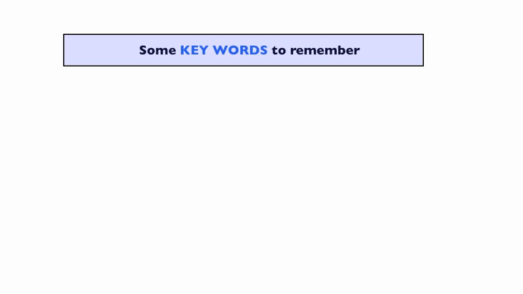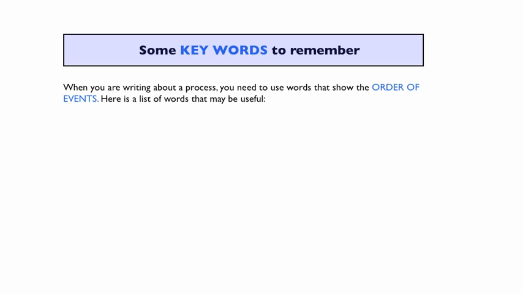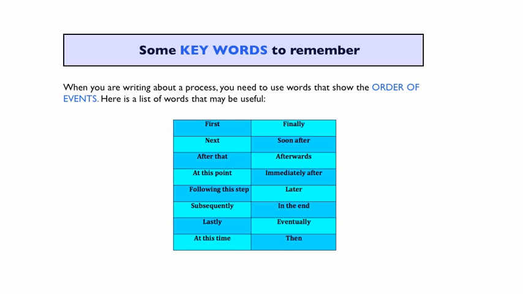Some key words to remember. When you are writing about a process, you need to use words that show the order of events. Here is a list of words that may be useful.